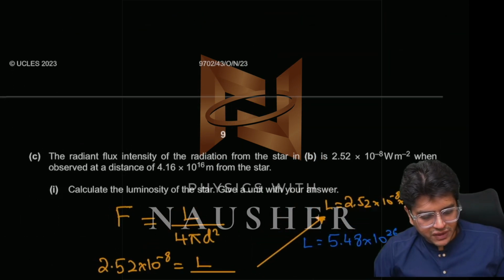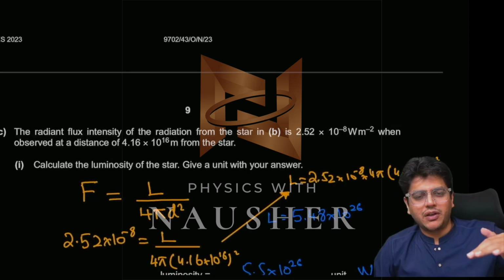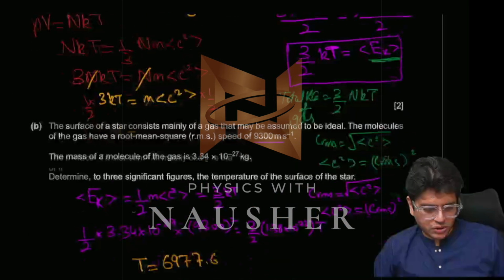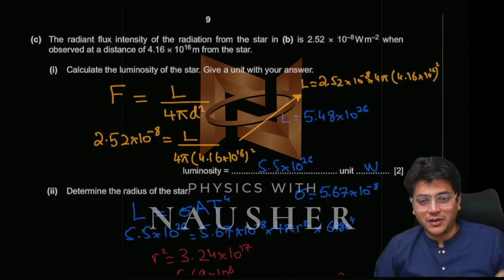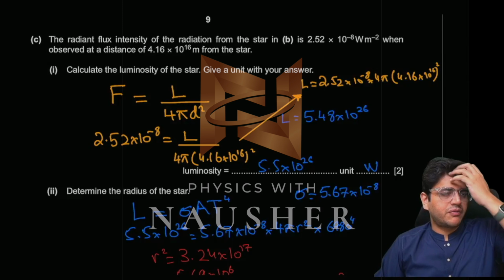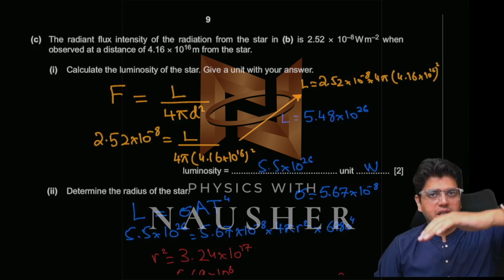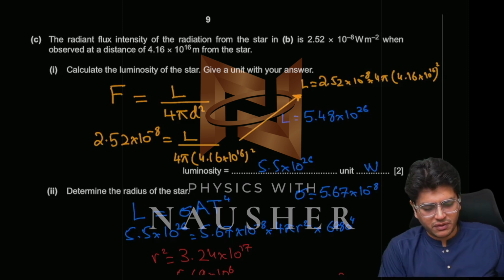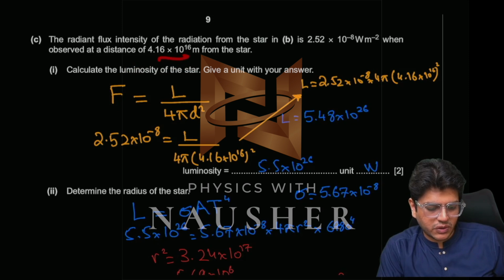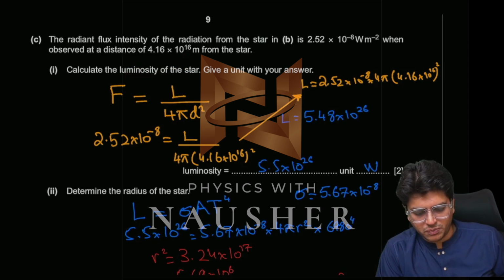Part C, the radiant flux intensity. So what they've done is, if you look at the question, they have merged ideal gases with astronomy. Radiant flux intensity of the radiation of the star is this. When the distance is that, calculate the luminosity. Easy question. You know the formula, L over 4 pi d square. They've given you the distance. You want to calculate the luminosity. Luminosity is your power. So when you do all of the math, I've plugged in the values for you over here. You get 5.5 times 10 to the power 26, and the unit is watts.